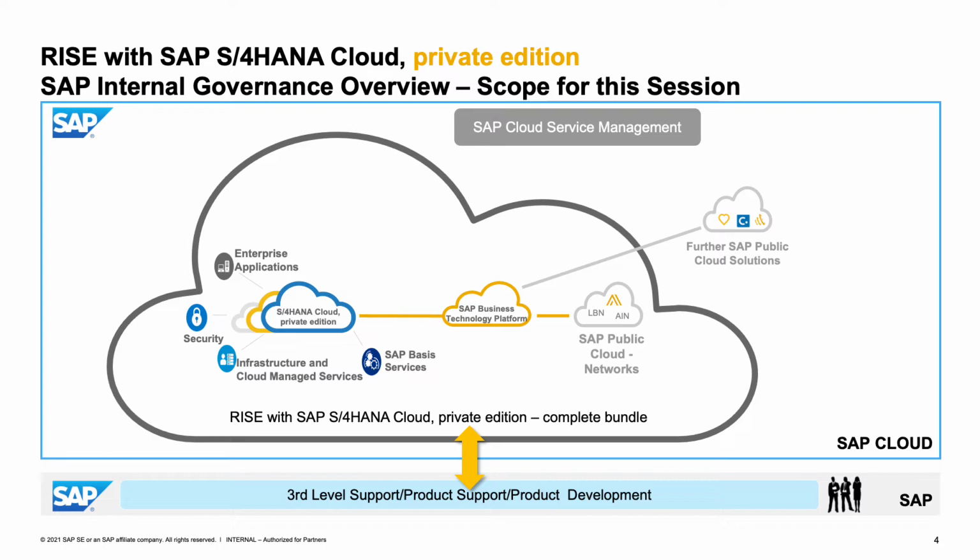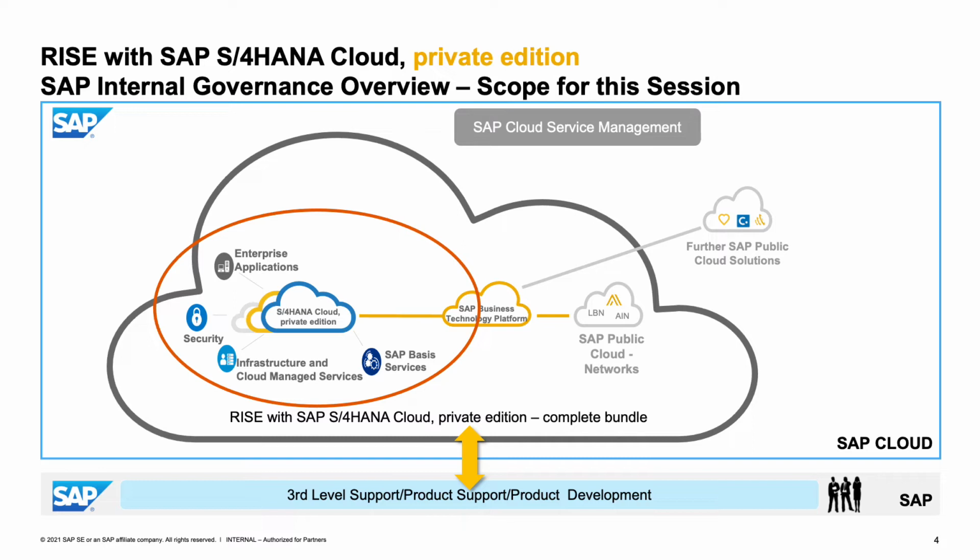As Rise with SAP S4HANA Cloud Private Edition is a complete bundle, it contains private as well as public cloud components: the standard S4HANA landscape with all necessary technical components like Web Dispatcher and Cloud Connector, and this is the private component, as well as the public cloud components with SAP Business Technology Platform, formerly known as SAP Cloud Platform, and the business networks DSN or Ariba, LBN, and AIN.